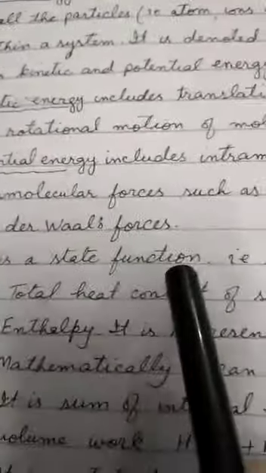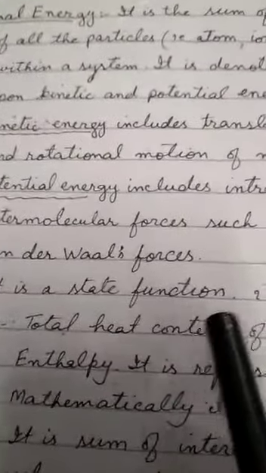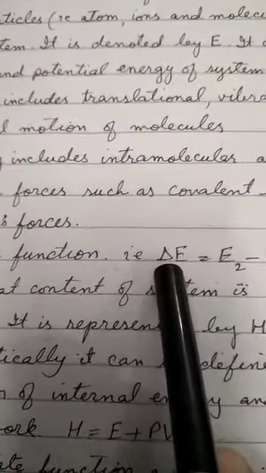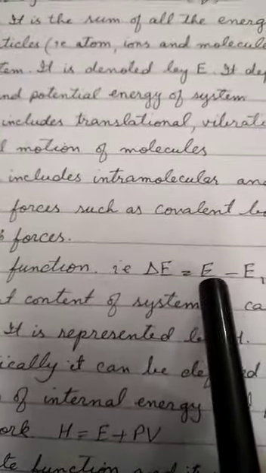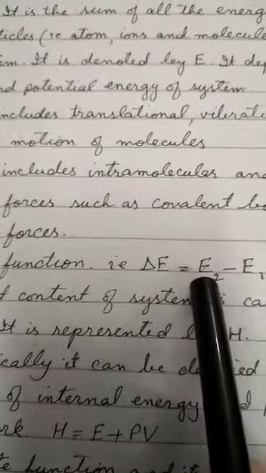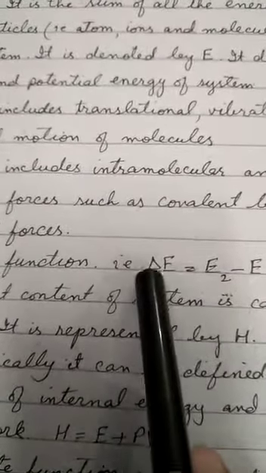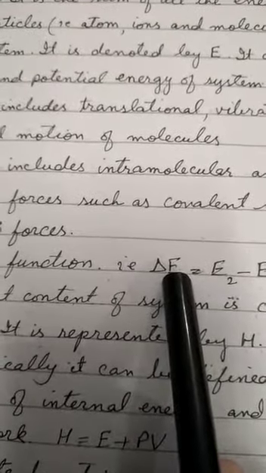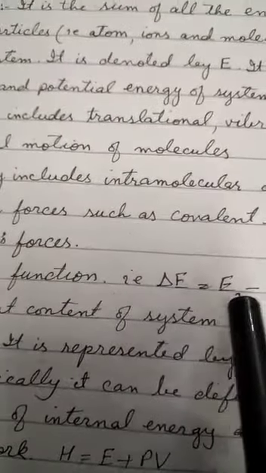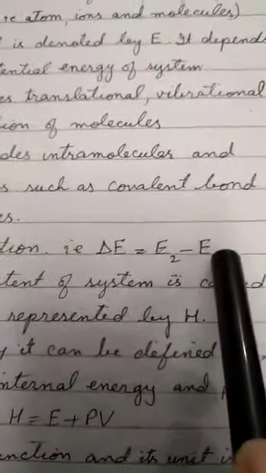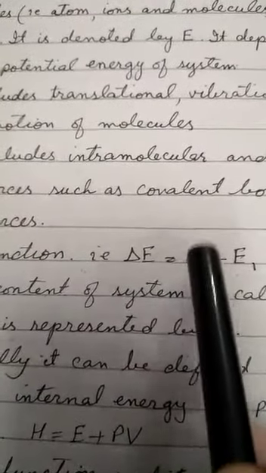Internal energy is a state function, that is, it depends on the initial and the final state of the system. Delta E indicates the change in internal energy. To find out the change, we always subtract the initial state from the final state. So E2 is the final state and E1 is the initial state.